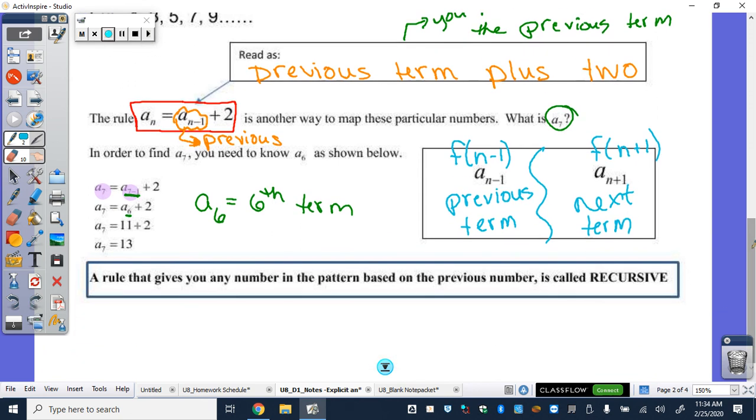So a rule that gives you any number in the pattern based on its previous number is called recursive. Recursive is always based upon what the previous number was. That's the main difference. With your explicit formula, you can figure out any position at any point in time. With recursive, you have to know the ones leading up to it to get to the one that you want.